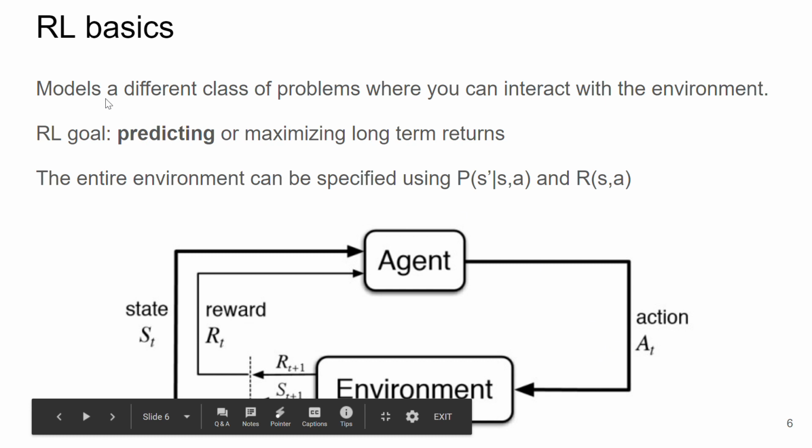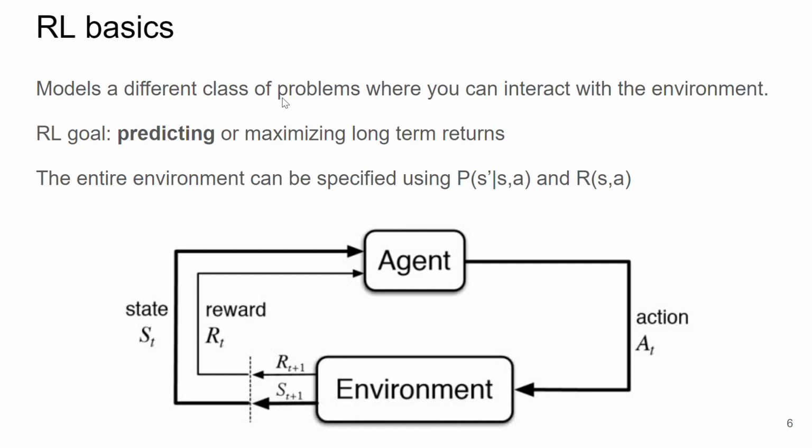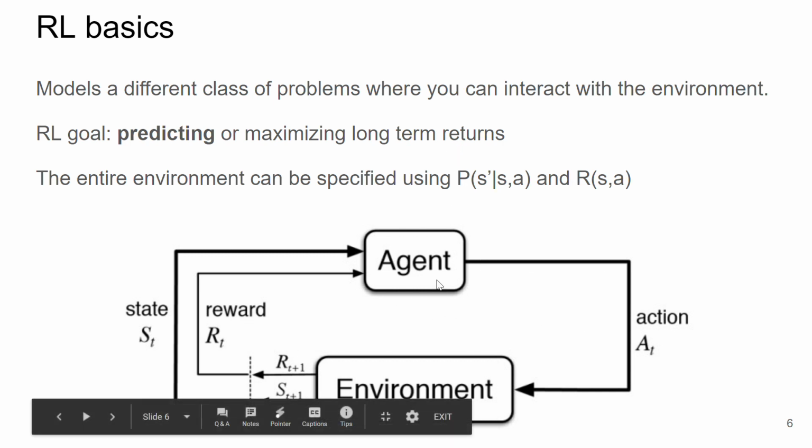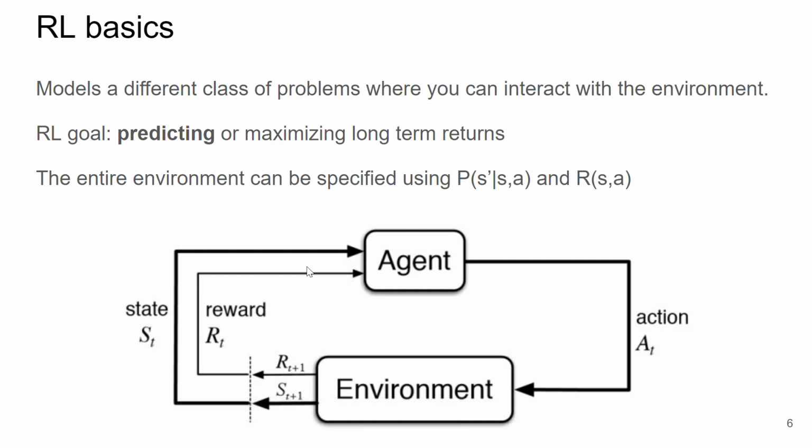Reinforcement learning is a class of problems where you directly interact with the environment, unlike supervised learning or unsupervised learning. Generally, the goal in reinforcement learning is to predict or maximize the long-term rewards. This is the typical RL loop. Your agent takes actions and it gets back reward from the environment. The entire environment can be specified by just these 2 probability distributions: your transition distribution and the reward distribution.